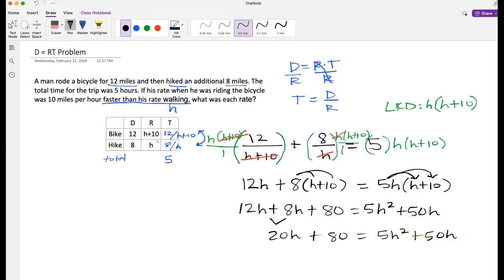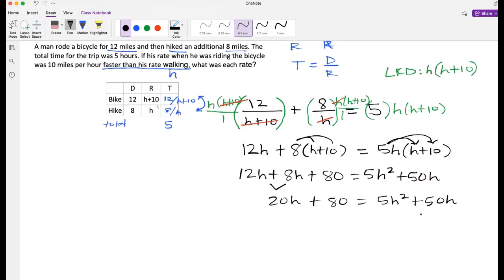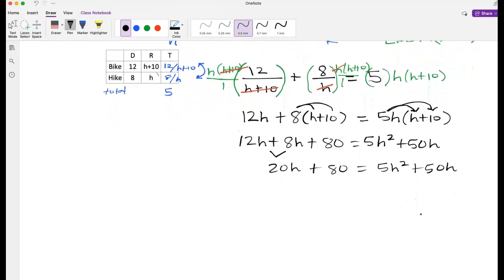All right, so now looking at this, I've got to think, okay, how am I going to solve this? Well, I have an h squared there. So whenever I have an exponent of 2 or higher, I need to move everything to one side of the equation so that I can try and solve it by factoring. So I'm going to first of all move that 20h over. So let's subtract 20h there. And I'm going to subtract my 80 over. All right, which is going to leave me with 0 on this side, which is what I was hoping for.